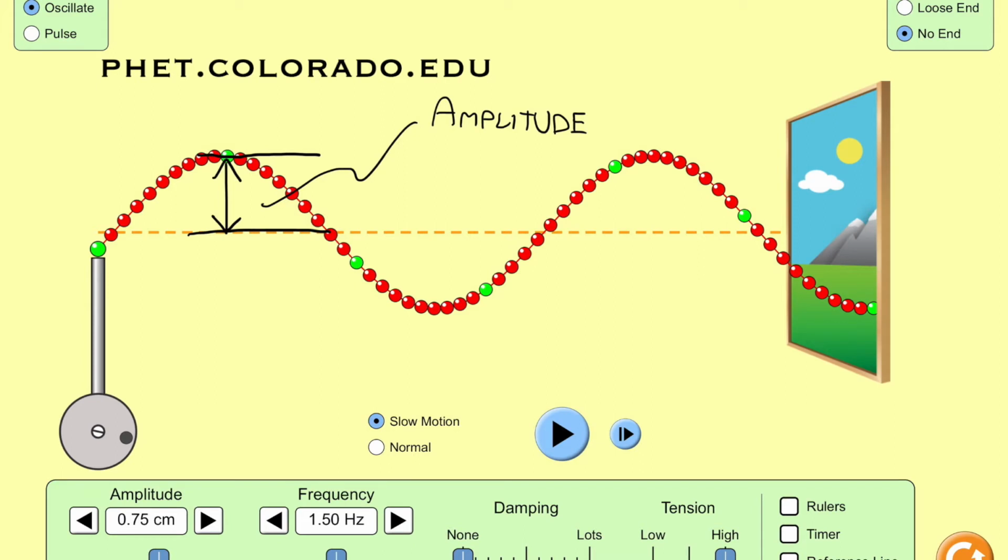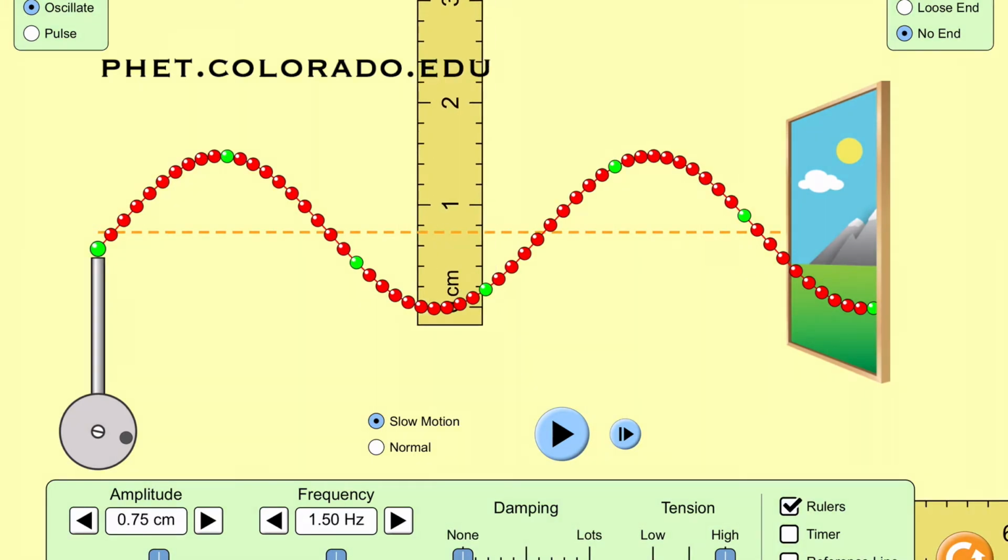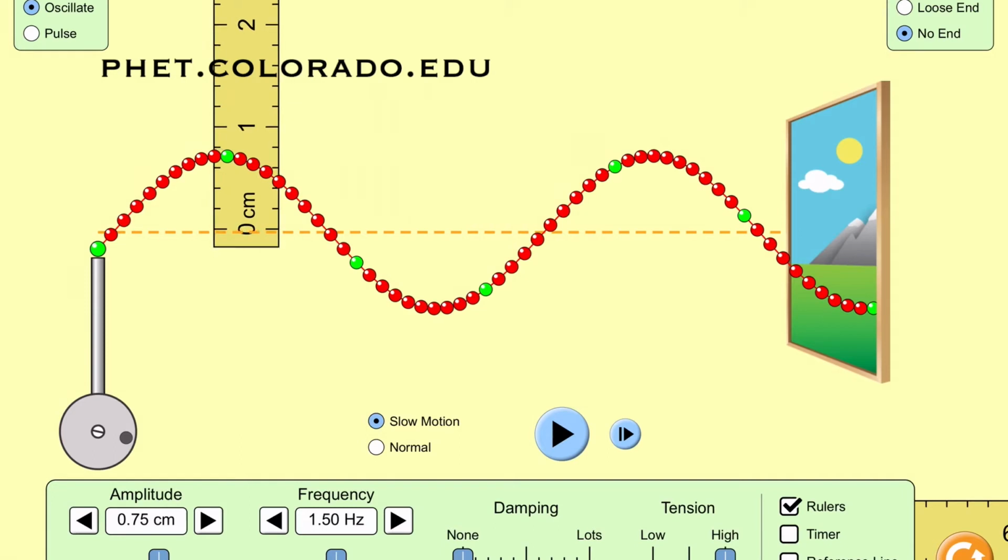So let's measure it for this example. I'm going to bring in a ruler here, and you can see that when I place it, I'm measuring from the dotted line to the peak, and I read off a distance of about 0.75 or 0.8 centimeters there. And to double check it, if I look down at the bottom left of the screen where you can actually set the parameters of the wave, notice it gives an actual value for the amplitude of 0.75 centimeters. So my measurement was pretty close.